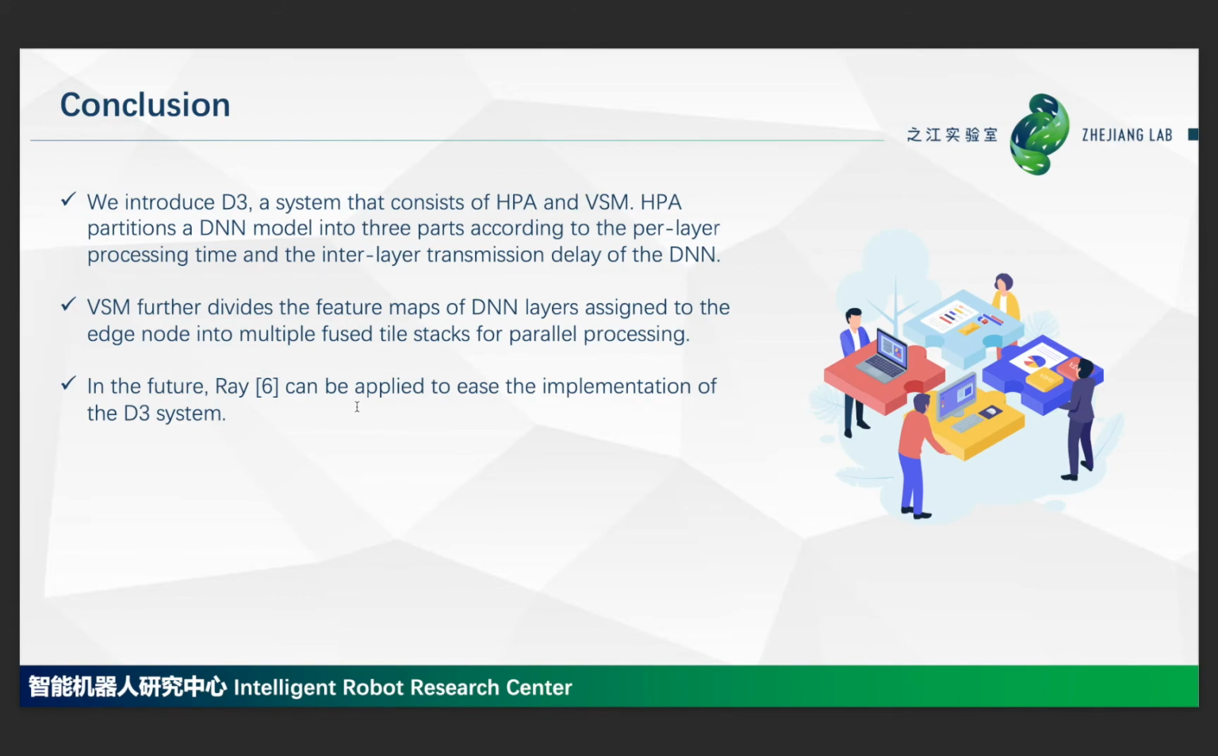So, in this research, we introduced a system called D3. It consists of HPA and VSM. HPA partitions the DNN model into 3 parts according to the per-layer processing time and interlayer transmission delay. VSM further divides the feature maps of a DNN layer assigned to the edge node into multiple fused-tile stacks for parallel processing. In the future, we can use Ray to ease the implementation of the D3 system.